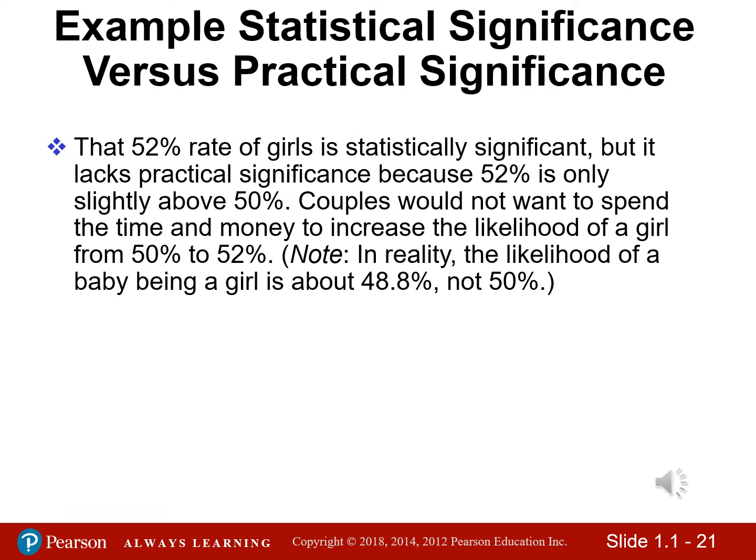The 52% rate of girls is statistically significant. However, it lacks practical significance because a 52% chance of having a girl using this product is only slightly above the 50-50 chance. Couples would not want to spend the time and money to increase the likelihood of a girl from 50% to 52%. And it's interesting to note that in reality, the likelihood of having a baby girl is about 48.8%.